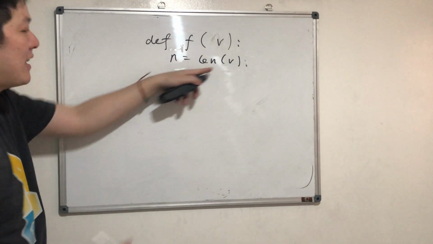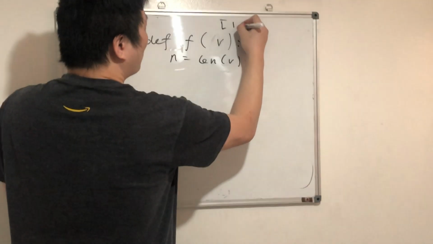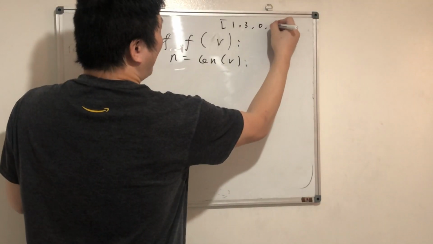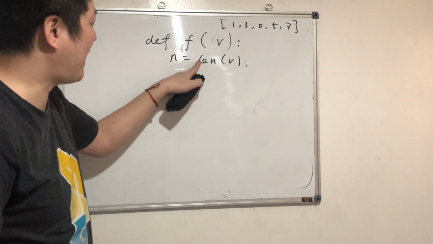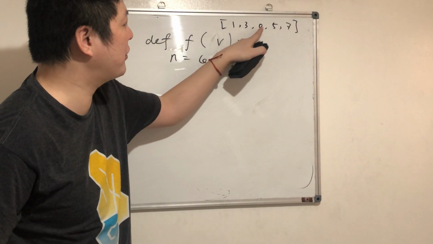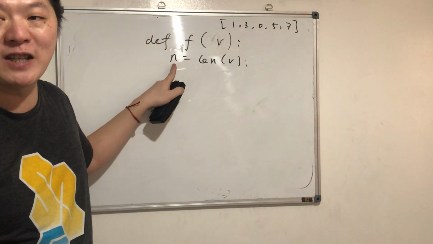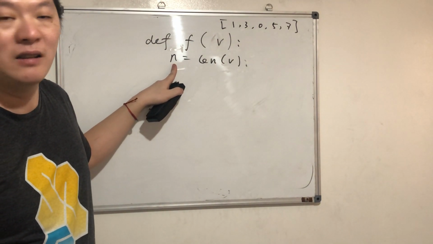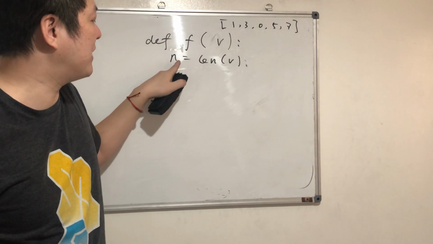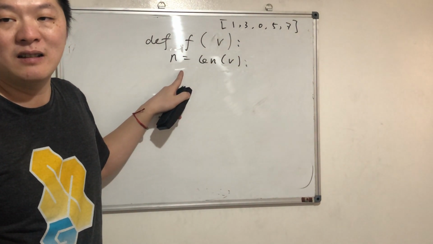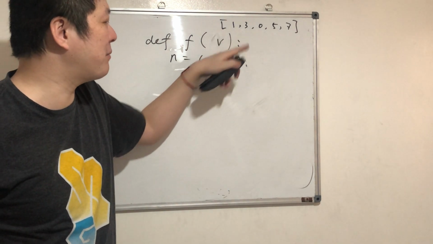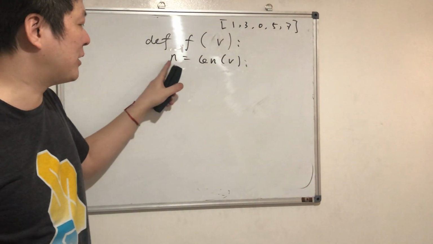This is a list of numbers. V will be like 1, 2, 3, 0, 5, 7. It will be like that. And then the length n will be 1, 2, 3, 4, 5. So what's n here? What's the value of n? N equals length of v. How many elements are there? 5. So n is 5.